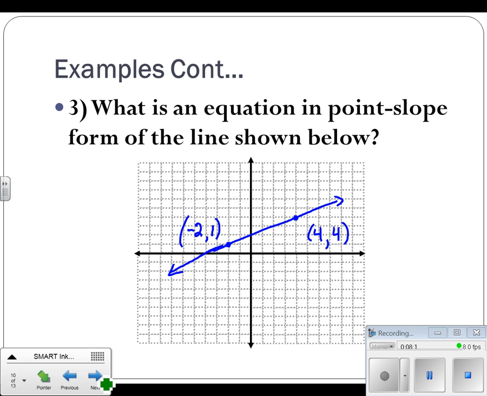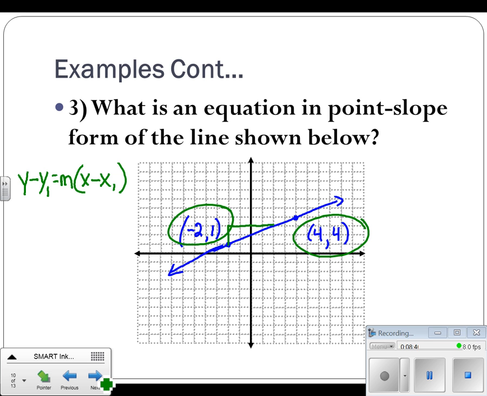What is the equation in point slope form of the line that's shown here? Remember, we need y minus y sub 1 equals m times, in parentheses, x minus x sub 1. So we need a point, and in this case you can pick either point. You can pick -2, 1 or 4, 4, and we need our slope, and our slope here is rise 2, run 4.